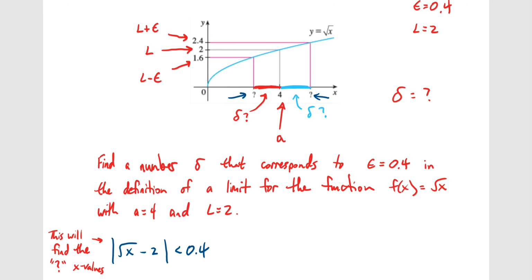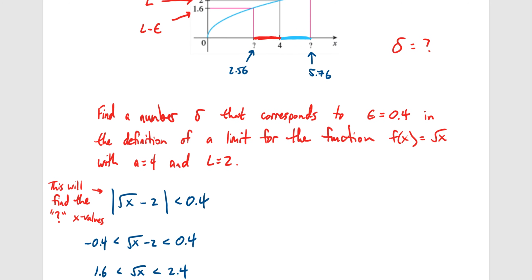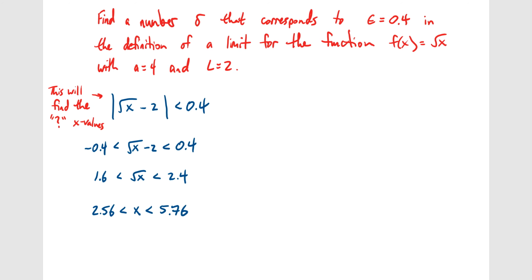So what I'm going to do is erase some of this stuff that's in here. And I'm going to say this question mark is 2.56, and this one is 5.76. If we take a quick look at it, that makes sense because one of them is less than 4, the other one's a little bit greater than 4. So now it's pretty simple. Now all we have to do is figure out the distance for that red line, the distance for that light blue line, and the smaller number is going to be our delta value. Okay, so let's go ahead and do that.